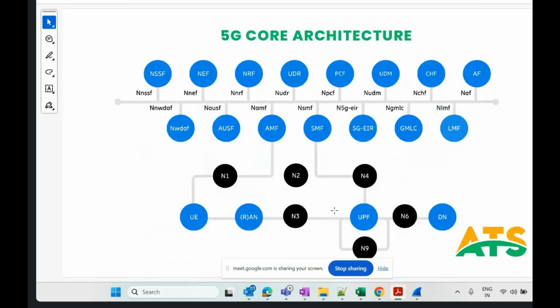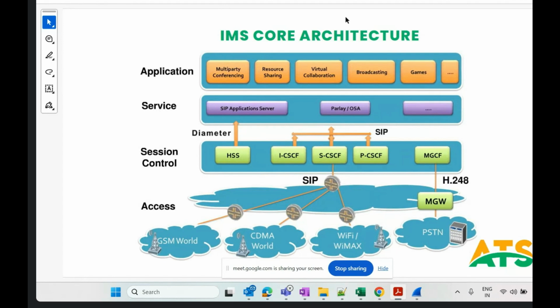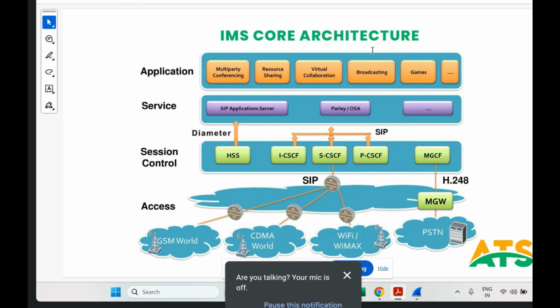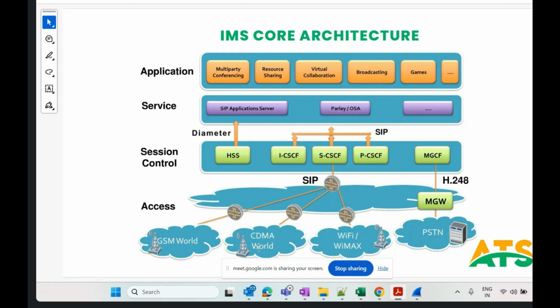So what about voice now? This is the data part in 4G and 5G. But in 2G, 3G, there was separate circuit switch communication for voice and packet switch for data. For voice, you can use the IMS architecture, IP multimedia subsystem, which can be connected with the core network for voice calls over IP. GSM, CDMA, Wi-Fi, PSTN meaning your fixed line, everything you can connect with the IMS system over the SIP protocol, session initiation protocol.